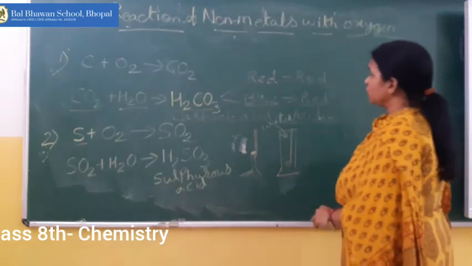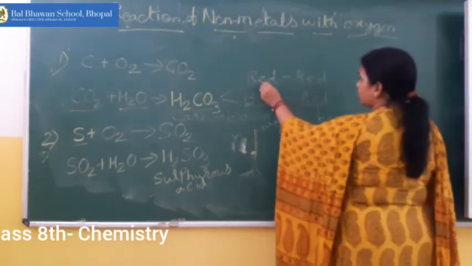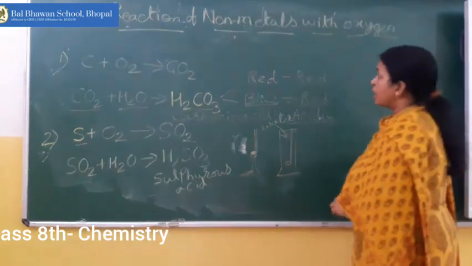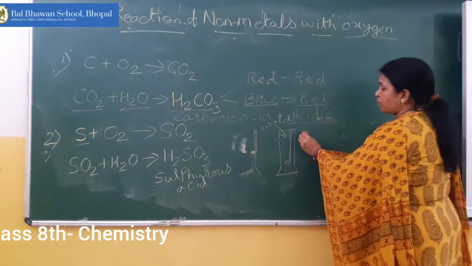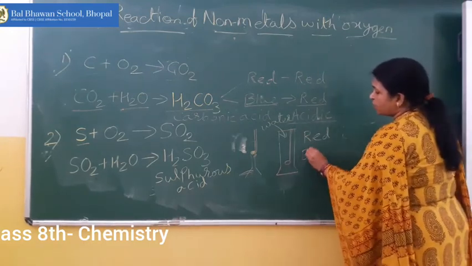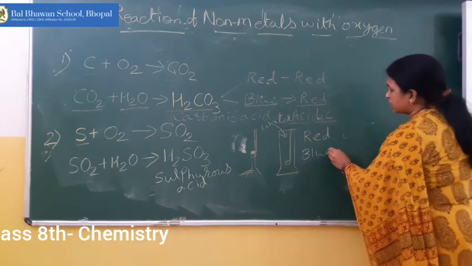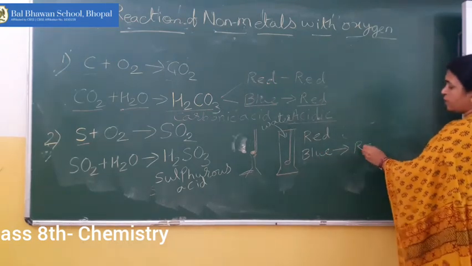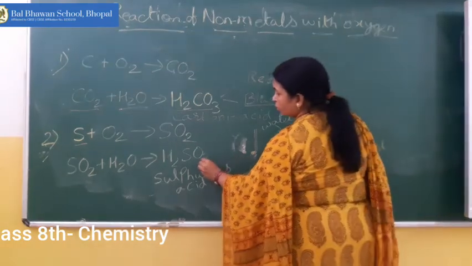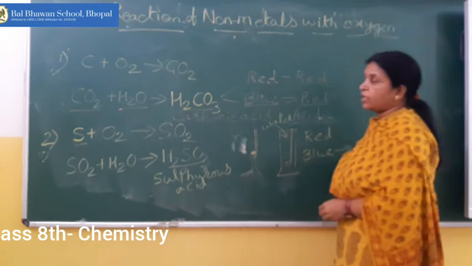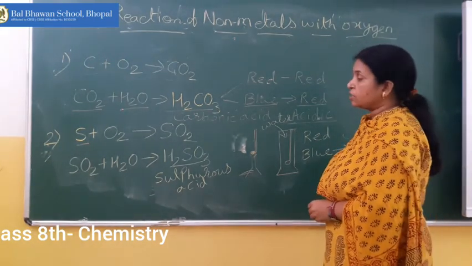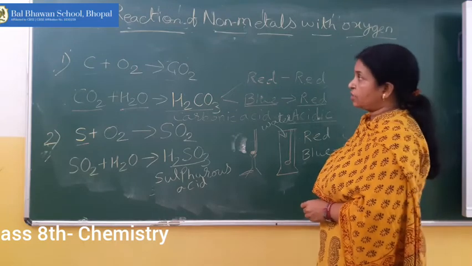Now again I will be using these two litmus papers, red color litmus paper and blue color litmus paper. Red color litmus paper will remain red and blue color litmus paper will change its color to red. That means this product, which is obtained by the reaction of sulfur dioxide with water, is acidic in nature.